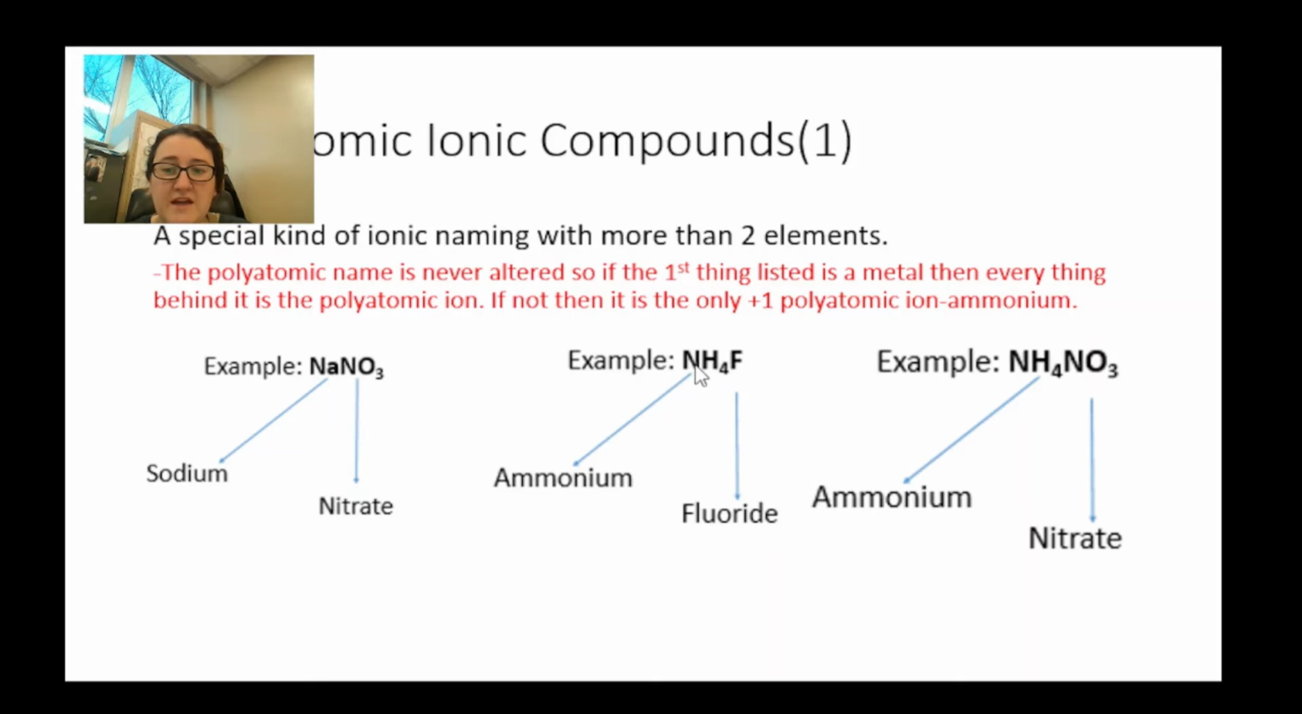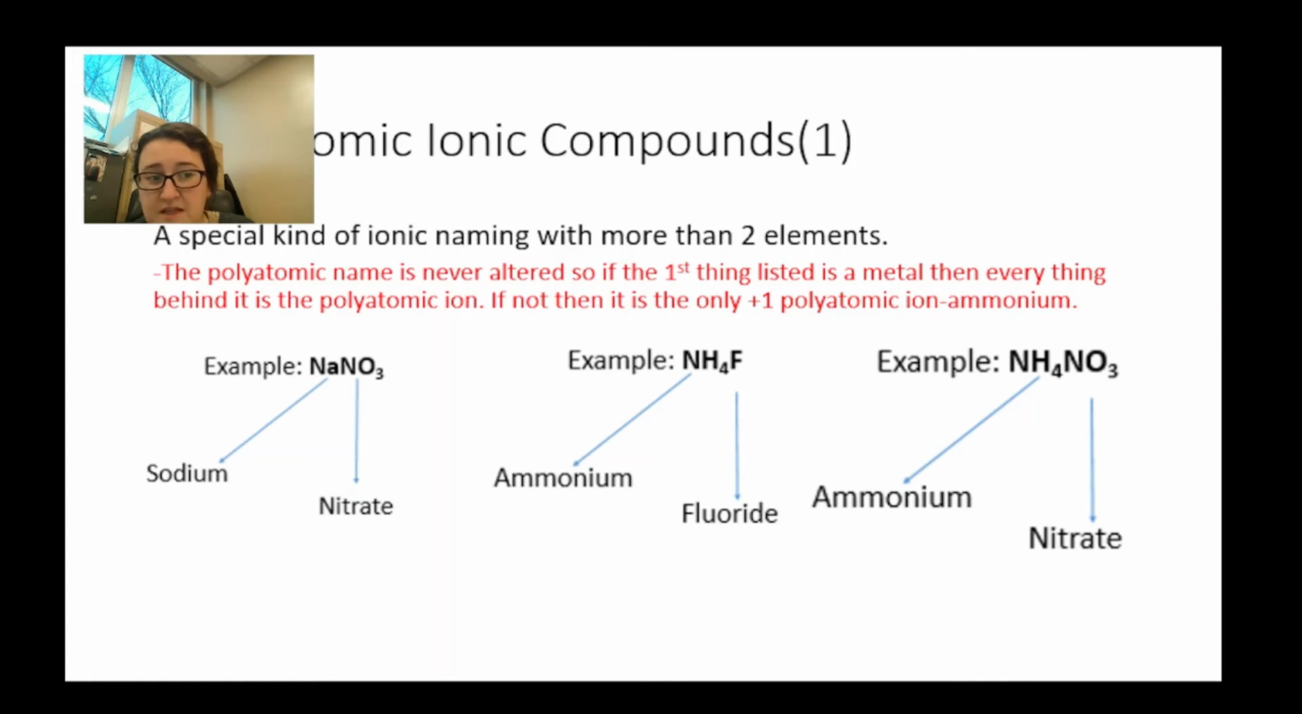Next, we got NH4F. The first part of this compound is our first ion, and that's ammonium. Note, the easy way to find out if my polyatomic ion is the first ion or the second ion is to just check what your first element in the compound is. If it's a metal, then your first ion is that metal. If it's a non-metal, this means that your first ion is going to be the polyatomic ion, and you're going to need to find out what that is.